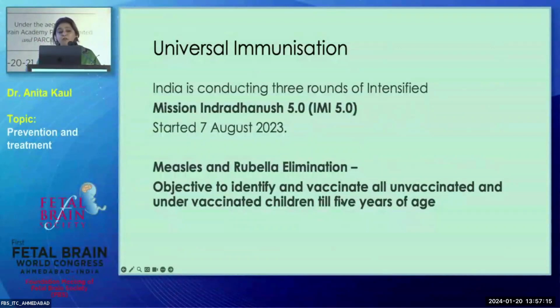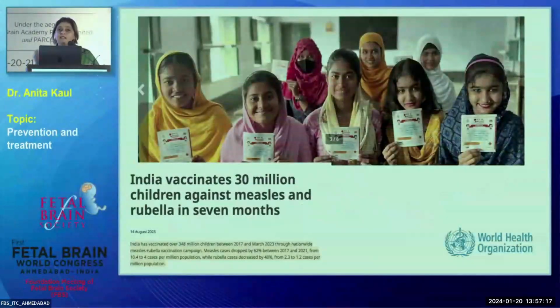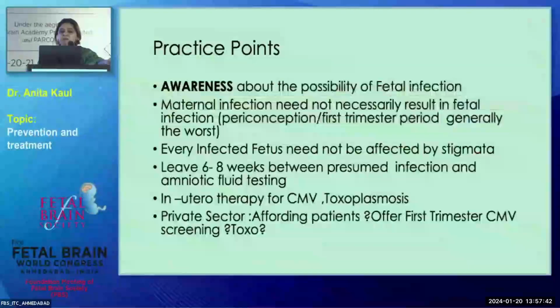So children before the age of 5, ideally before the age of 7, they are trying to universally vaccinate. And this is something that we can be really proud of. From August till the time this WHO report was released, in 7 months, we had vaccinated 30 million children against rubella. So I think we are doing a good job, and hopefully this will be something of the past.